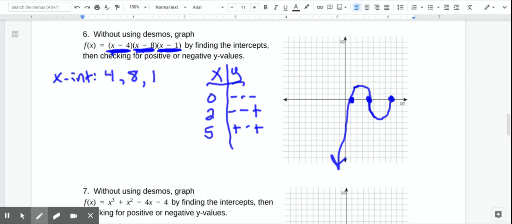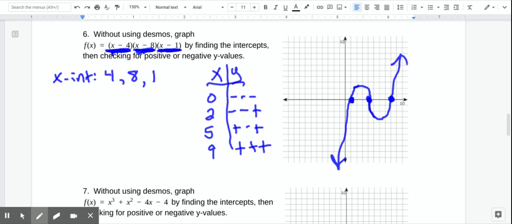And the last thing I'm going to do is plug in a number that's to the right of that. So maybe 9. If I plug in 9 here, I get a positive. Plug in 9 here, I get a positive. And plug in 9 here, I get a positive. So that means when I plug in 9, I'm getting a positive number.